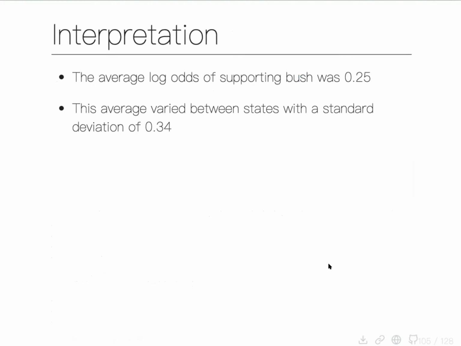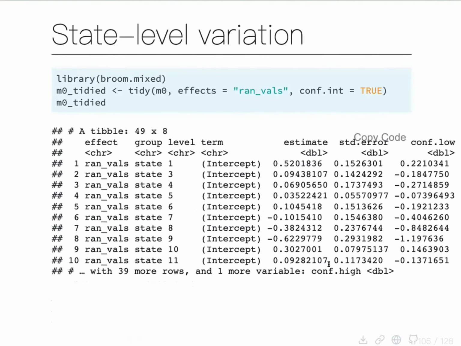So the average log odds of supporting Bush is 0.25. That average varied between states with a standard deviation of 0.34. We can look at the state level variation a bunch of different ways.